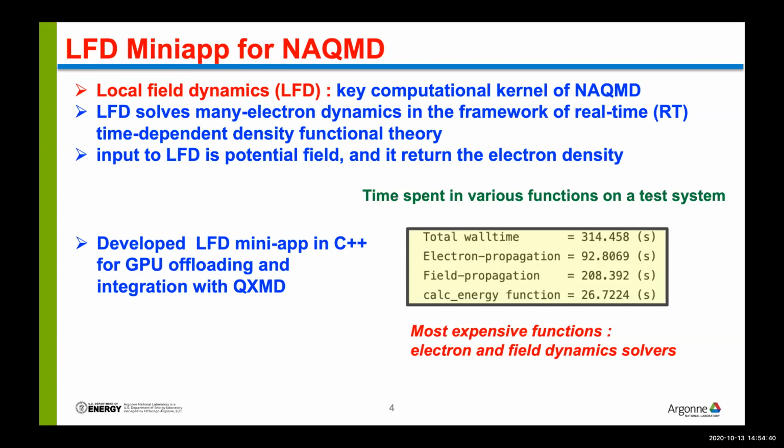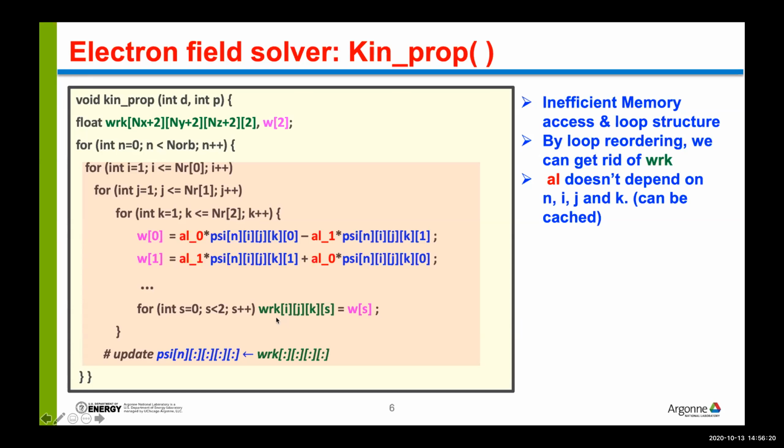Also, one thing you observe here is that variables like EL do not depend on any of the loop indices. So the very first thing we can do here is to cache these variables separately. Here we show the updated code with this AL variable cached outside. Second, looking at the computational pattern during the update of PSI, we see that it uses a temporary multidimensional variable WRK to first store the results before updating PSI.